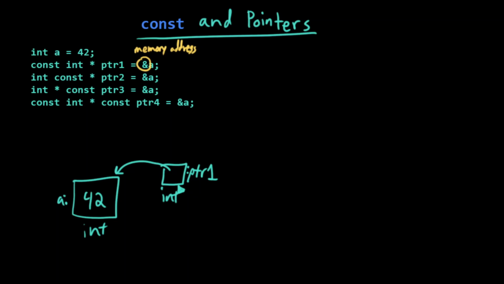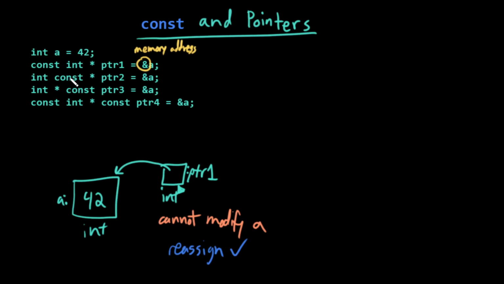So this pointer cannot modify a. I can reassign it if I want to. So I can reassign ptr1 to point to a different int object, but I cannot modify whatever it's pointing to.